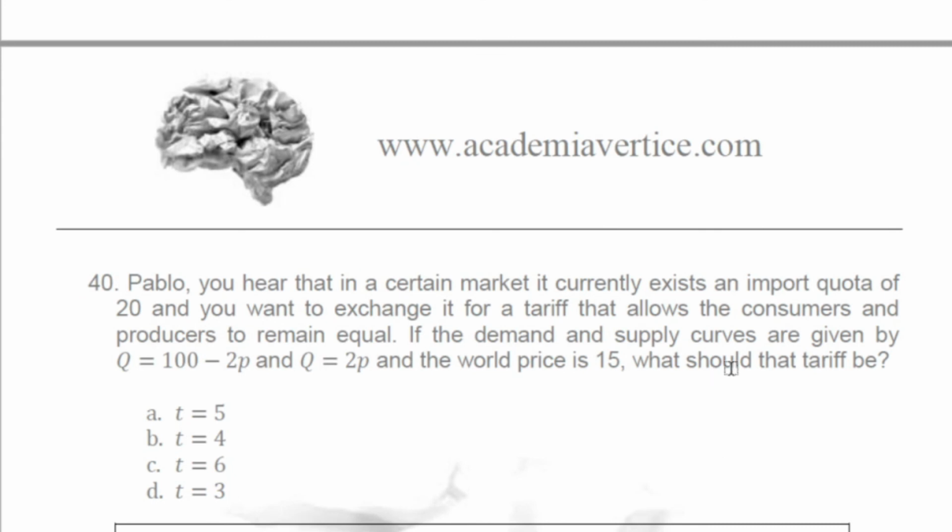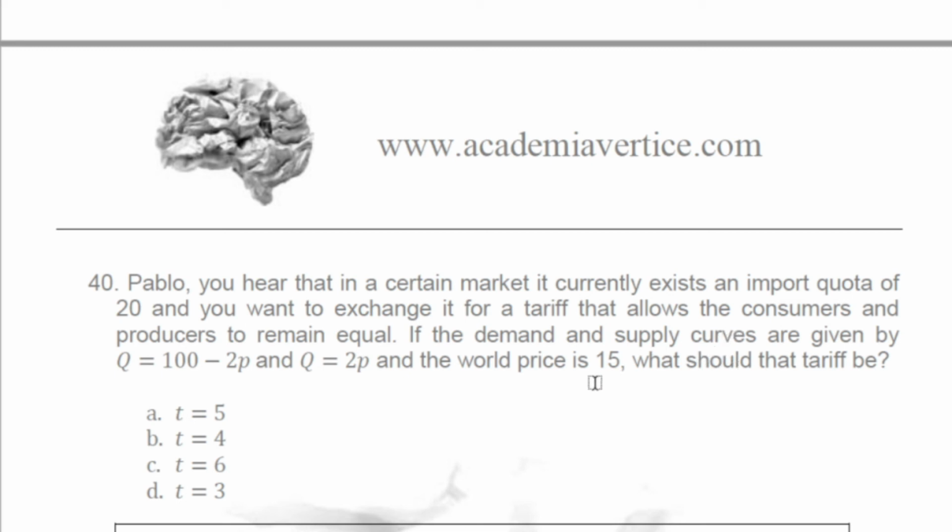Number 40. Pablo, you hear that in a certain market there currently exists an import quota of 20, and you want to exchange it for a tariff that allows the consumers and producers to remain equal. This is what I wanted to tell you in the previous exercise. If the demand and supply curves are given by Q equal to 100 minus 2p and Q equal to 2p, and the world price is 15, what should that tariff be?